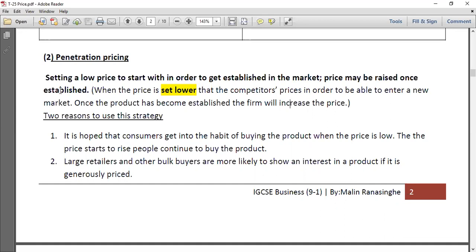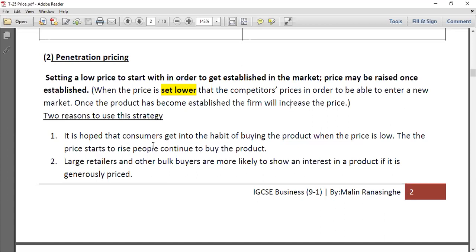You can start with a low price, and then people will start purchasing from you. They will become more loyal if your service is good, and later on you increase your prices step by step. Then they become loyal customers, and they will not leave you. So there are two reasons for using this strategy.